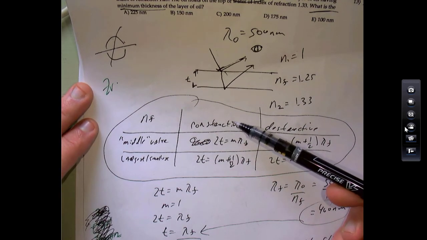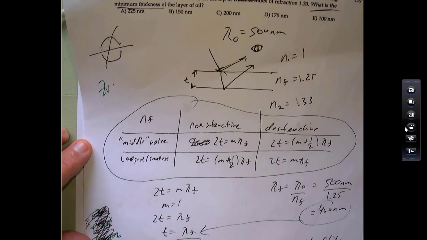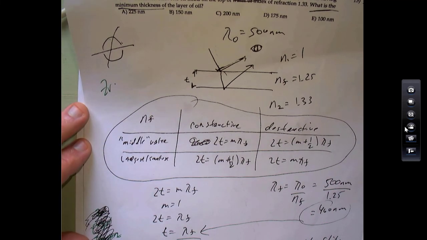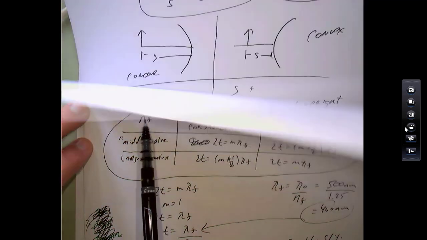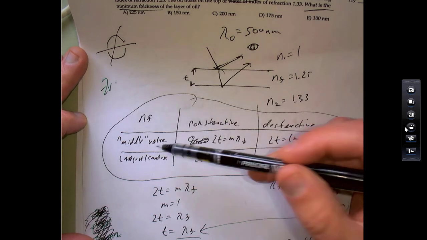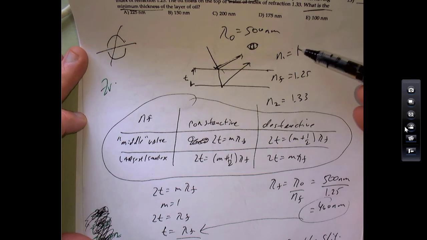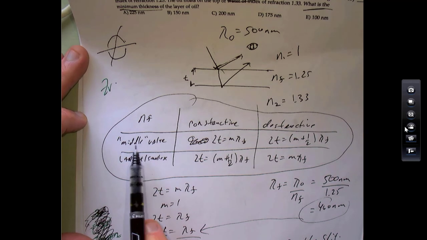Okay, so constructive versus destructive. We've got to know if there's 0 or 2 phase changes, or 1 phase change. The way to do that is to look at the index of refraction of the film. Middle value, meaning it's greater than one of them, but less than the other. That's what we have in this practice test problem, right? This is 1, this is 1.25, this is 1.33. So this is the middle value, okay?